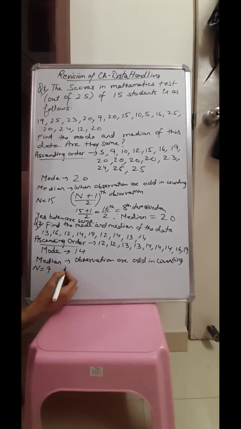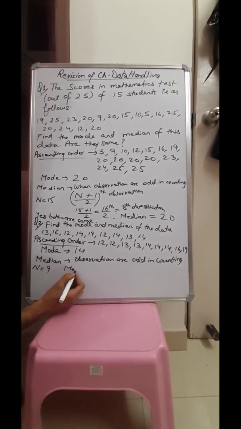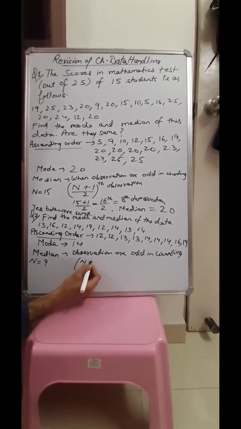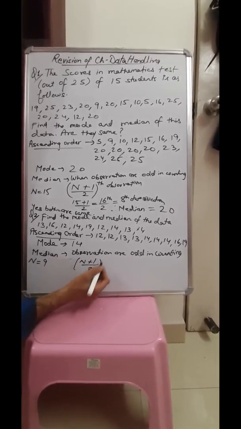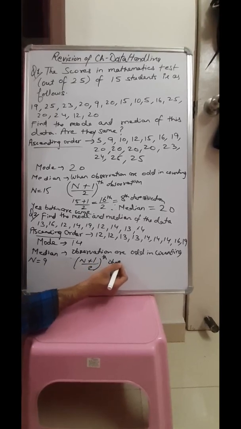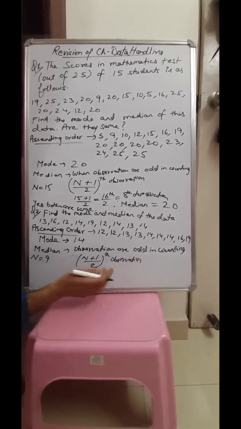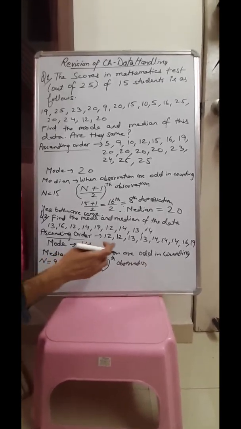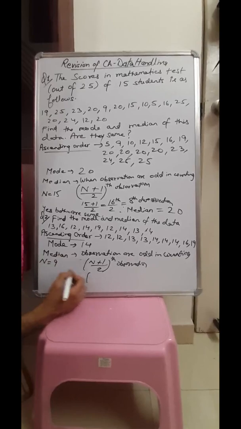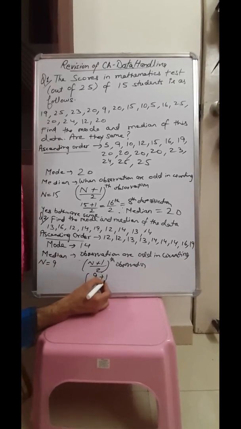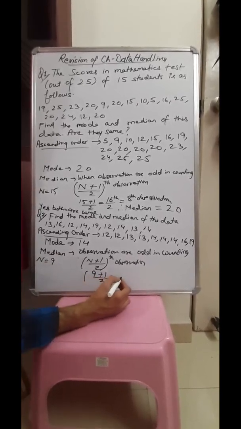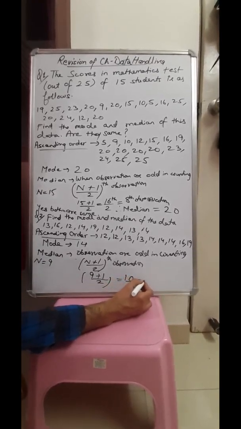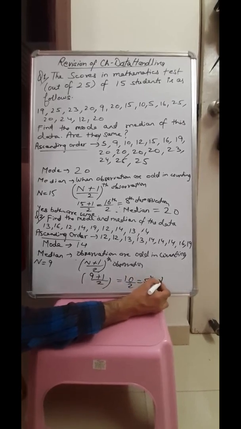So the median formula will be (n plus 1) upon 2 observation. So when you solve this, the place which is coming will be your median. So n you are going to take as 9. So 9 plus 1 upon 2 gives you 10 upon 2, and 10 upon 2 means the 5th observation.